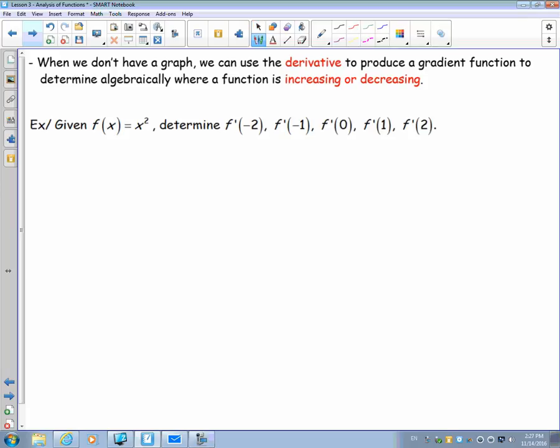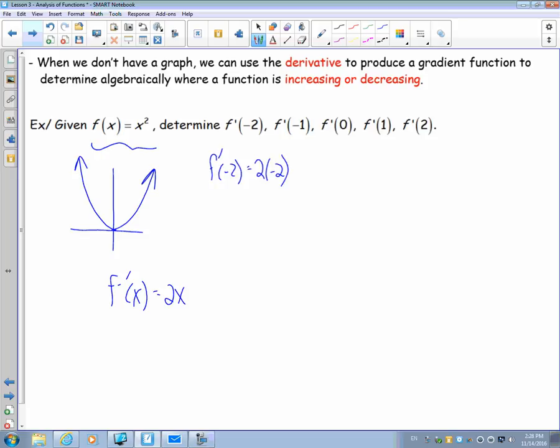So for example, let's say we dealt with a parabola, our very basic parabola, f of x equals x squared. We know what that looks like. And let's pretend for a second we don't, but we know it looks like this. Well, using calculus, we can find a derivative pretty easily. And f prime at x would be 2x. If I want to figure out what the function is doing at different points, I can figure out, for example, f prime at -2. If I put a -2 into my equation, I get -4.